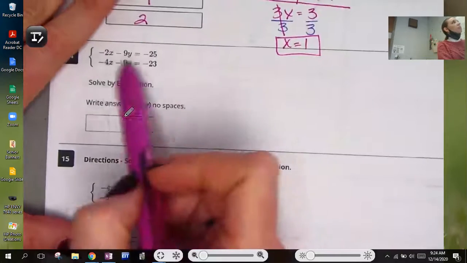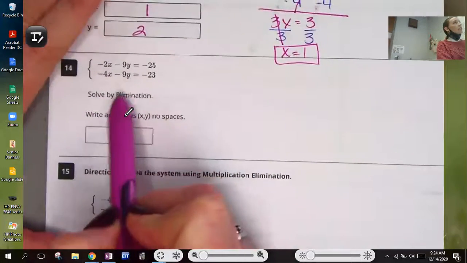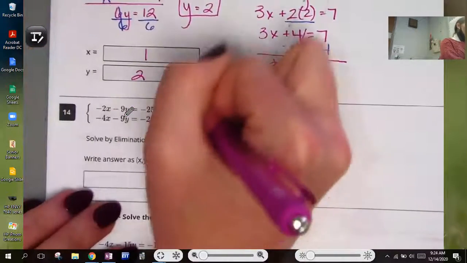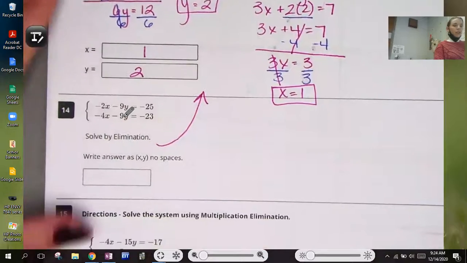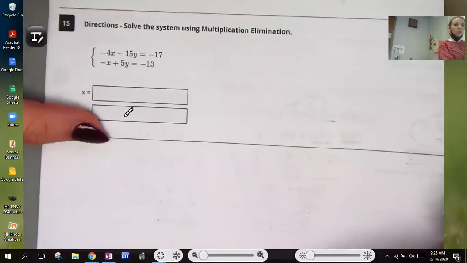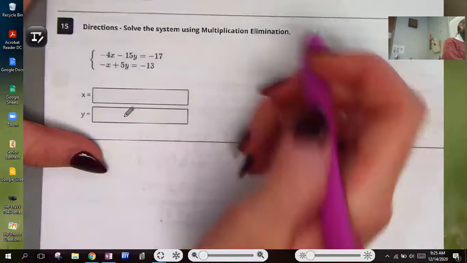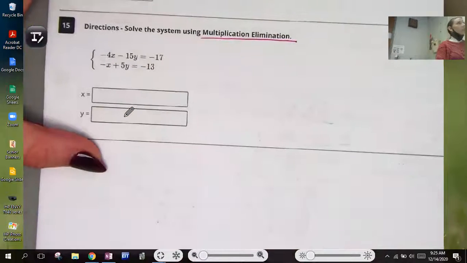So this one is exactly like the one above it, so I'm going to just go ahead and skip that one. This one is solve the system by using multiplication elimination.